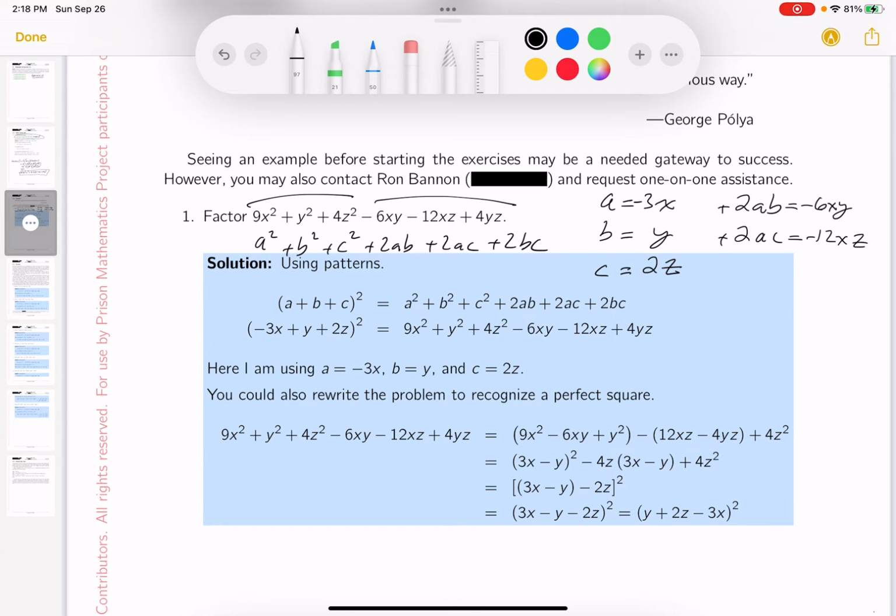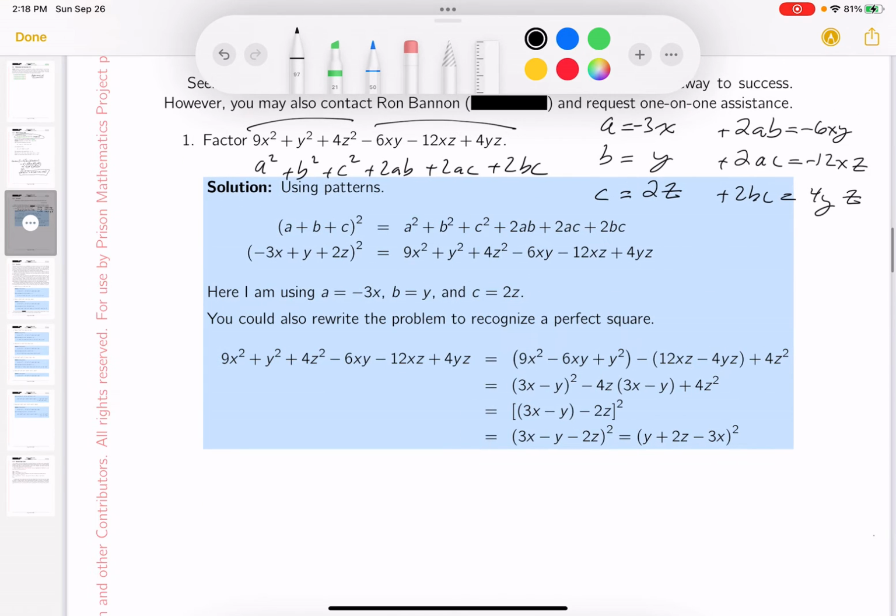Let's see if we get the last one, which is 2bc, right? I'm just checking, and we'll do a further check later. So 2bc, what would that be? 2bc. That would be 4yz. That also works out.